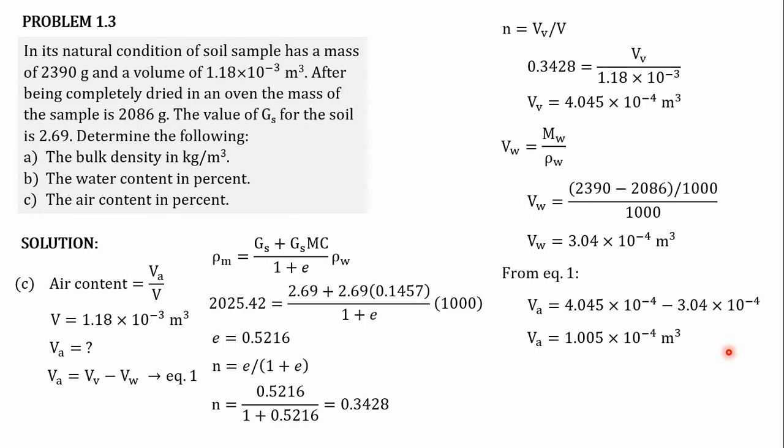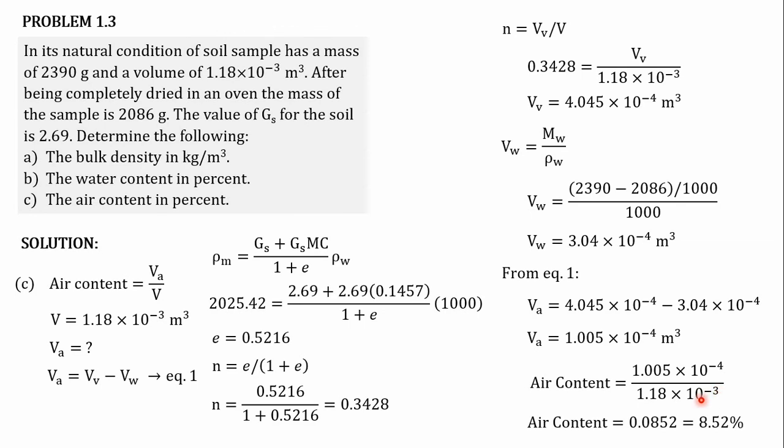Okay, and then we can now solve the air content of the soil. The volume of air, 1.005 times 10 to the negative 4, divided by the total volume, which is equal to 1.18 times 10 to the negative 3. And then, air content will be equivalent to 0.0852, or in percent, that is 8.52%. And this will be our answer.